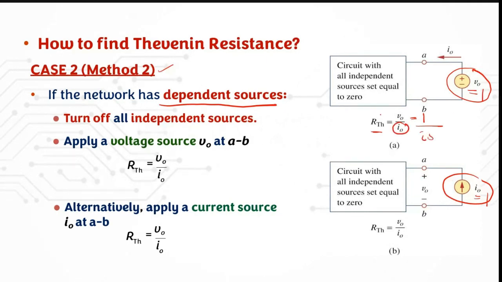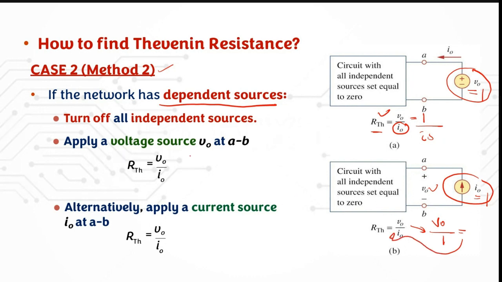Okay, and then you can calculate for RTH. But if you put the current source as a test source, you need to put I naught equal to 1, and then you need to calculate the value for V naught, because RTH is equal to V naught over I naught, where your I naught is 1. So then you can get the value for your RTH.